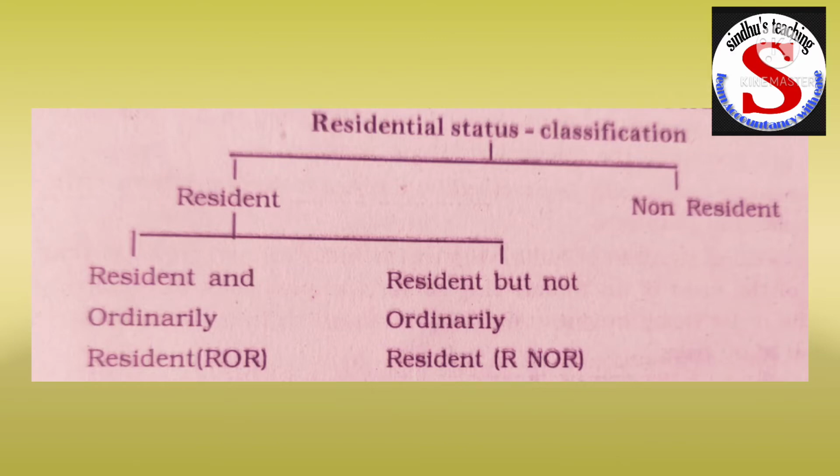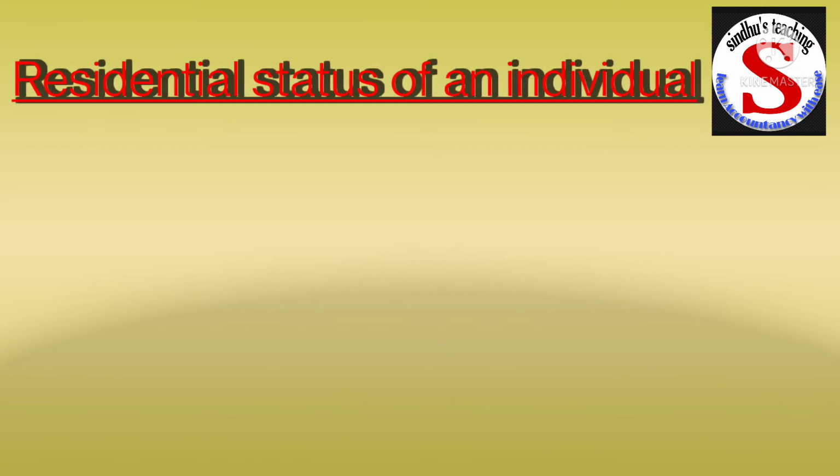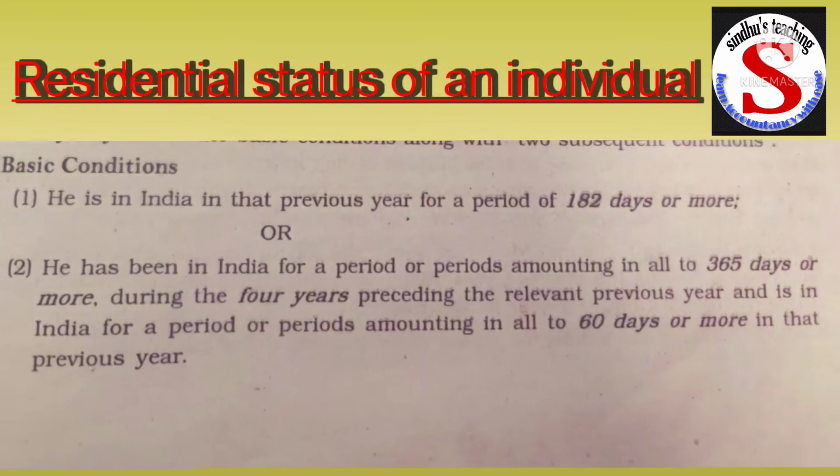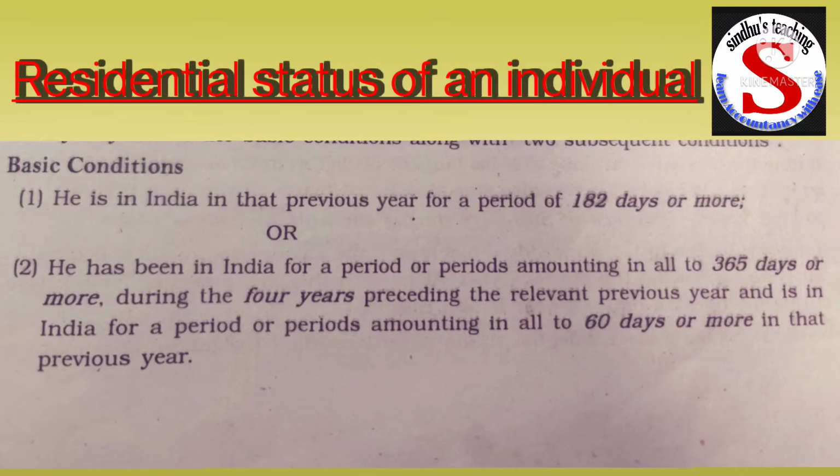Now let us see what is the basic condition and what are the subsequent conditions. In order to determine the residential status of an assessee, we have to know the basic condition as well as the additional or subsequent conditions. So let us see the basic and subsequent or additional conditions of an individual. Now you can see on screen the basic condition of an individual.